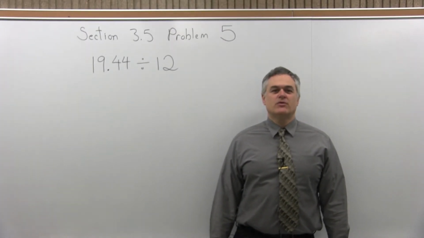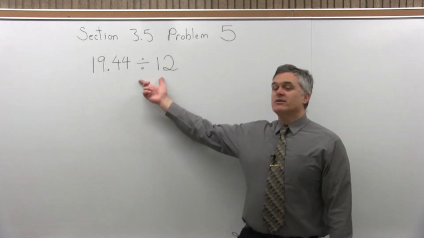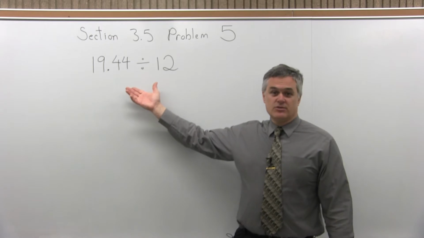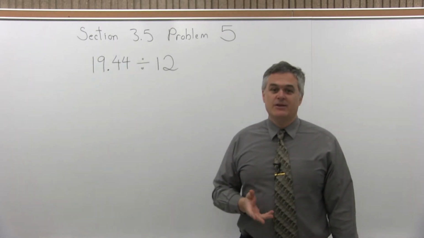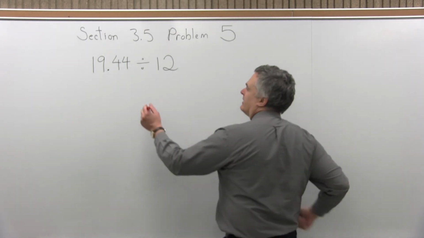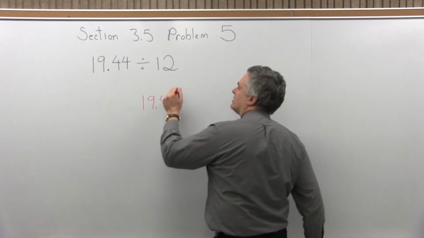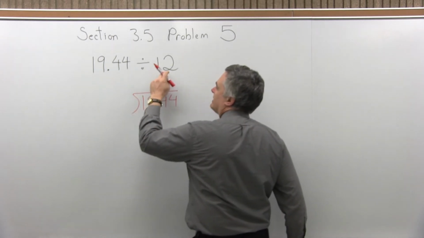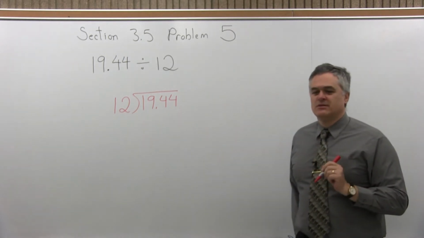We have 19.44 divided by 12. If you can use a calculator to solve the problem, you can just enter it the way it is and get the answer. But if you're going to do the problem by hand, you have to write it in a different format. Start with the 19.44, the first number in the division problem, and that goes under the division symbol, and the second number will go in front. So it's written like this.